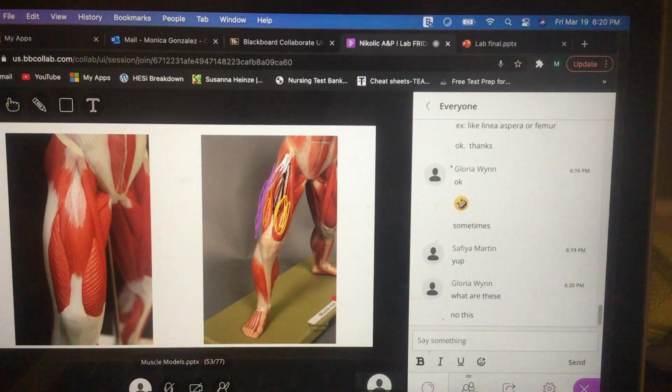Okay, Gloria, go for it. This right here. What are these? This confused me when I was studying the leg too. Oh, here, hold on. Oh, we're gonna get there. We haven't even got there yet.